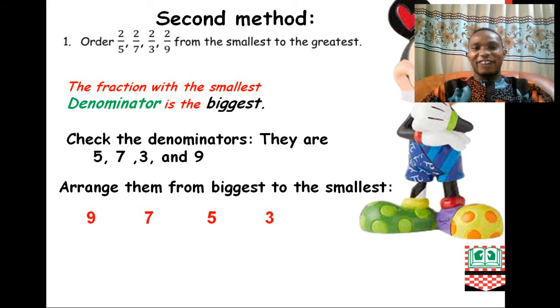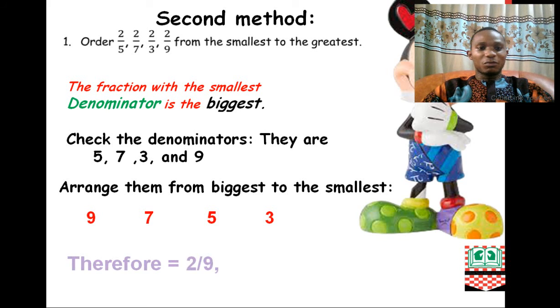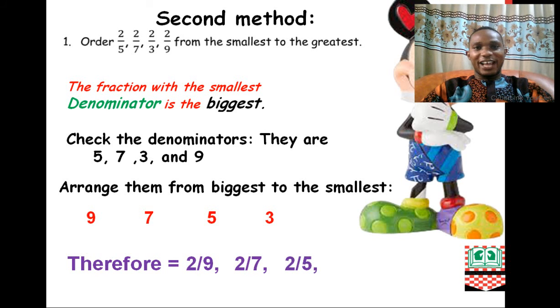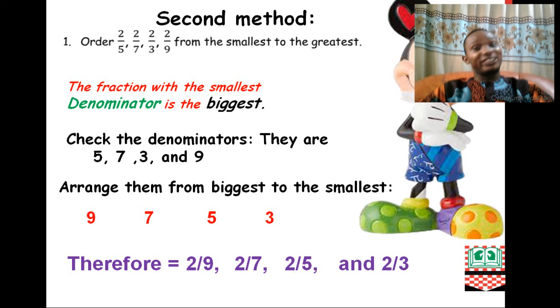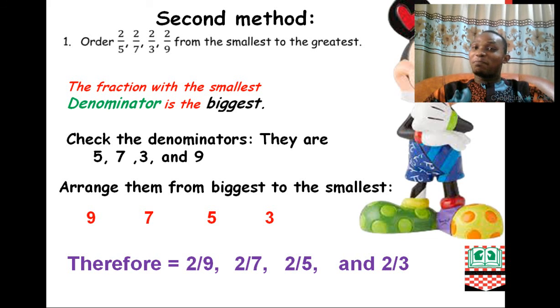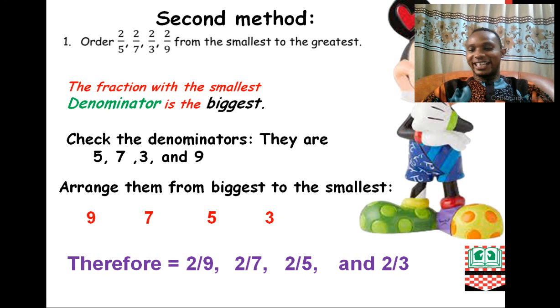Now let's arrange it from the smallest to the biggest. Then we have 2 over 9, followed by 2 over 7, followed by 2 over 5, and finally the greatest is 2 over 3. If you still do not understand, I need you to play this video again and you will get it this time.